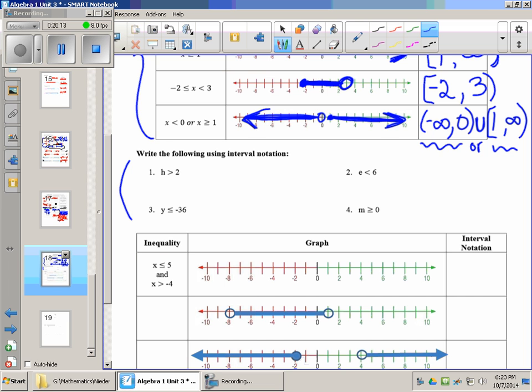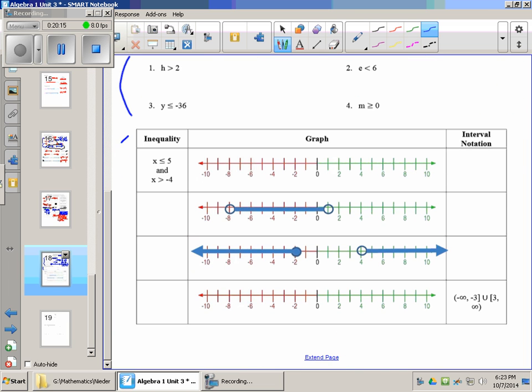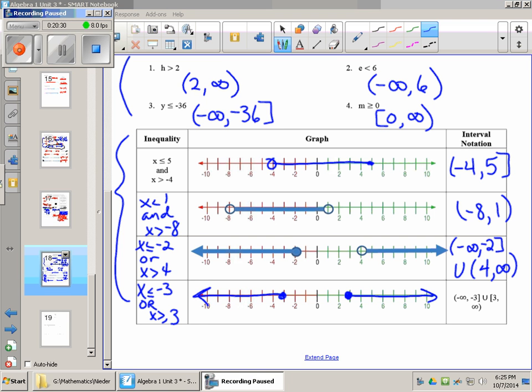No graph is necessary. But then down here in this table, I want you to do the graph if it needs to be done and write the interval notation if it needs to be done. Basically, you've got 3 squares to fill in for each problem. Fill in the 2 squares that don't have anything in them yet. Okay, substitute, please hit pause while the students do this.